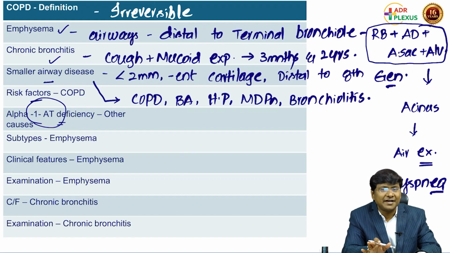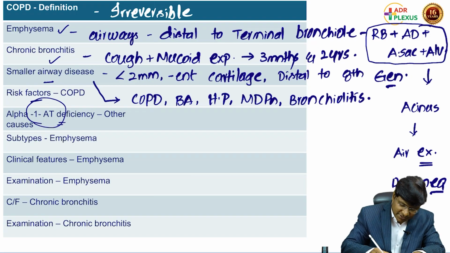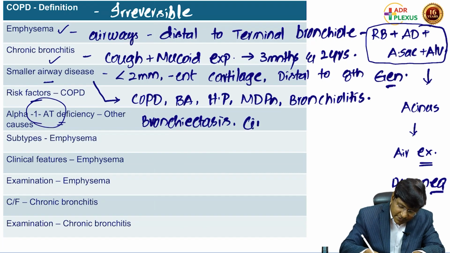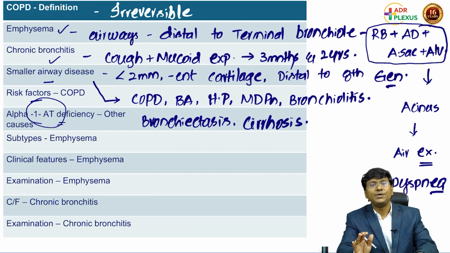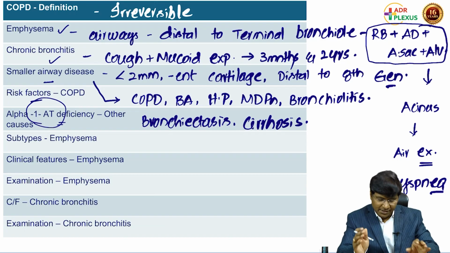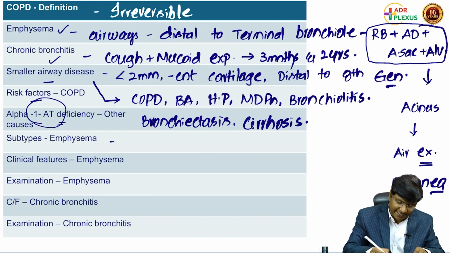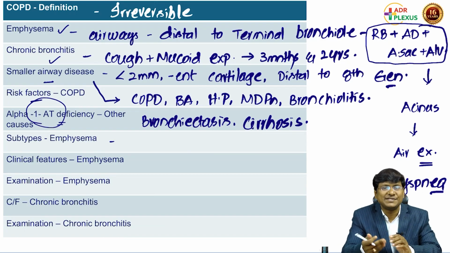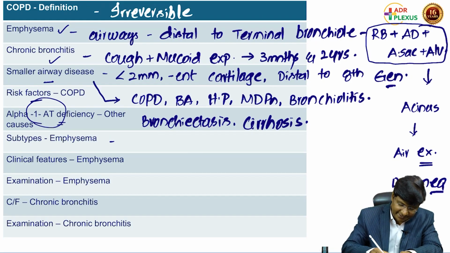And this alpha-1 antitrypsin deficiency is also observed in case of the bronchiectasis. And alpha-1 antitrypsin deficiency will also cause the development of the cirrhosis of liver. Okay, then you take the subtypes of the emphysema. So subtypes of emphysema all depend upon which part of the acinus is abnormally irreversibly dilated.